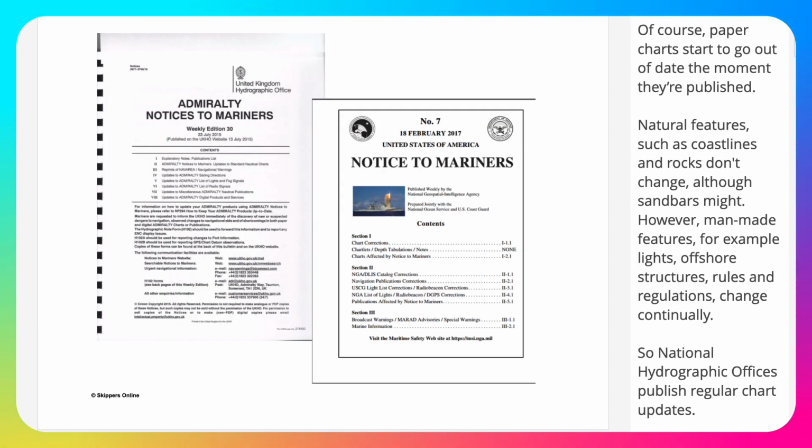Of course, paper charts start to go out of date the moment they're published. Natural features such as coastlines and rocks don't change, although sandbars might. However, man-made features, for example lights, offshore structures, rules and regulations, change continually. So, National Hydrographic Offices publish regular chart updates.